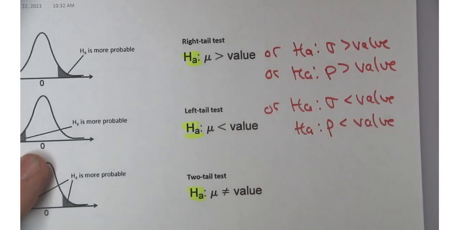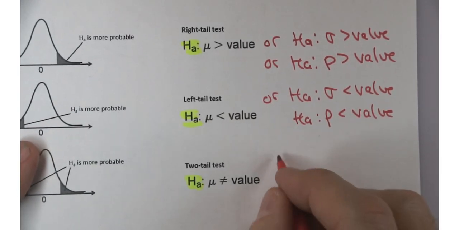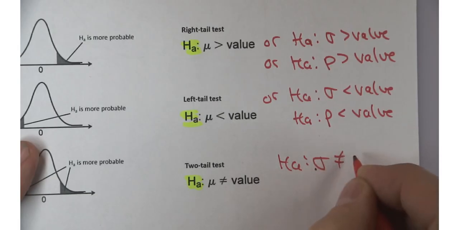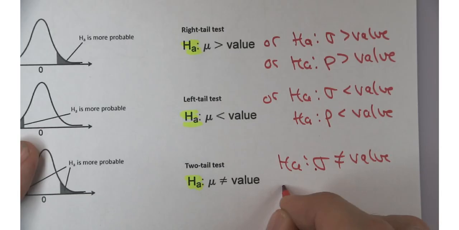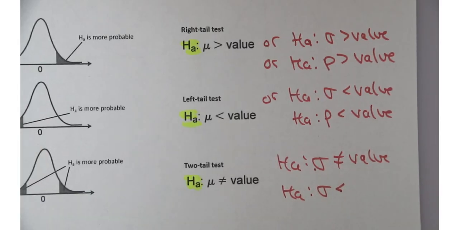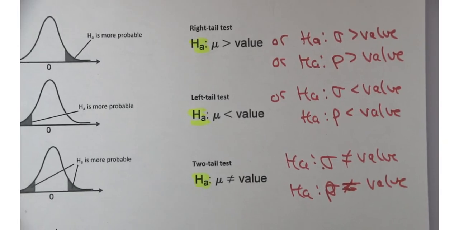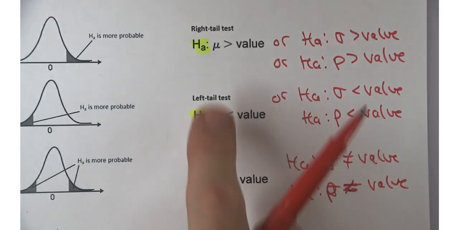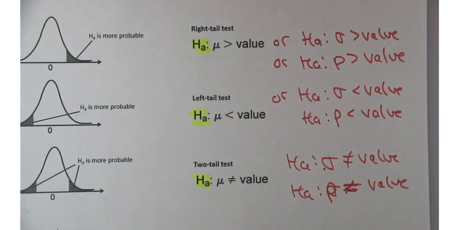And finally, the same thing is true of your two tail test. Sigma is not equal to some value, or P is not equal to some value. So all these end up in two-tailed tests. What matters is the inequality symbol in your alternative hypothesis. That tells you what tailed test you're going to get.